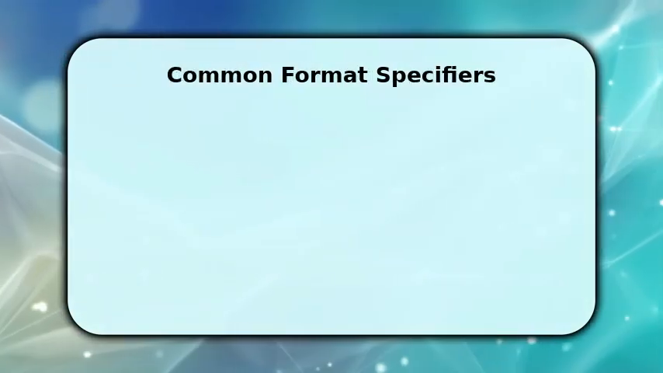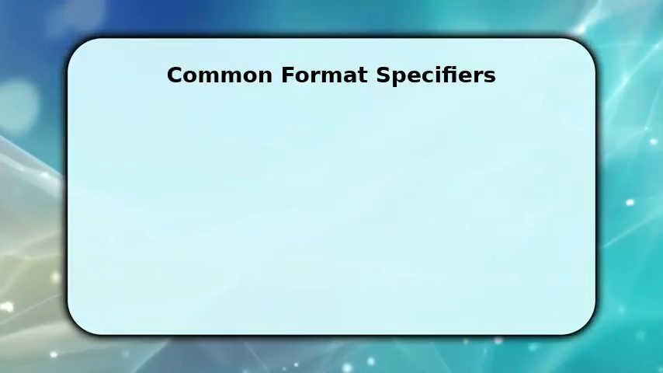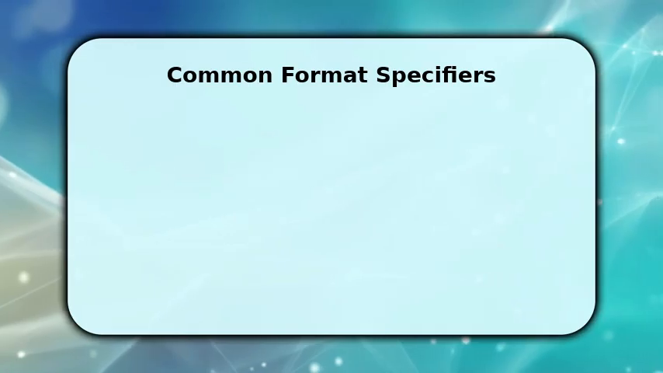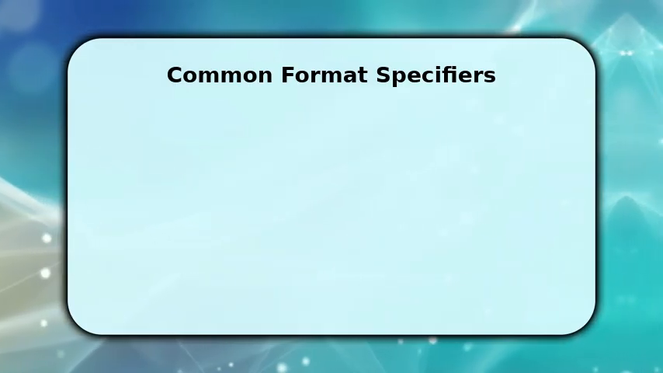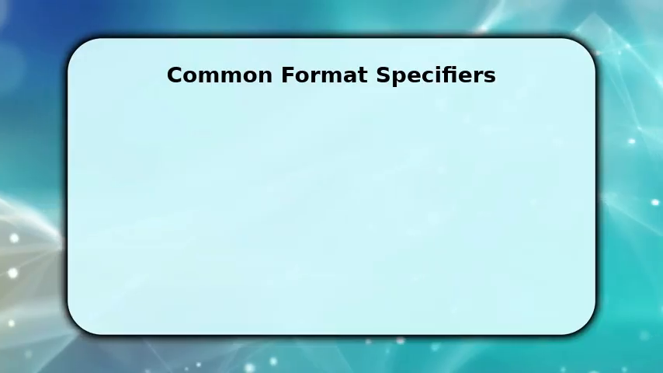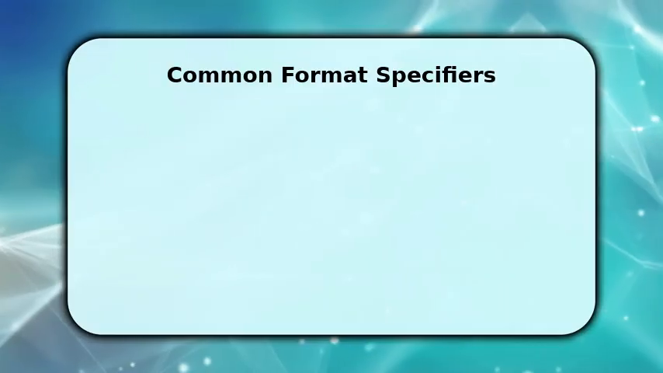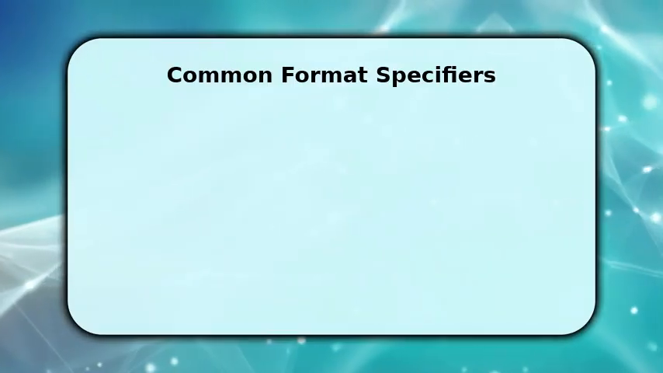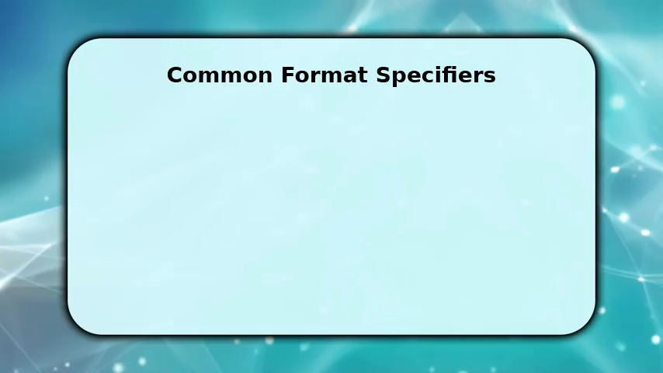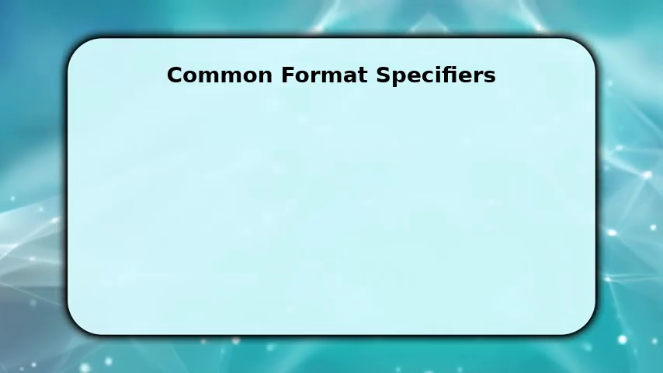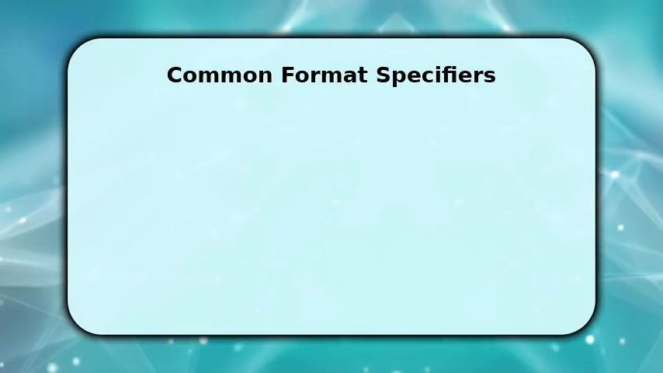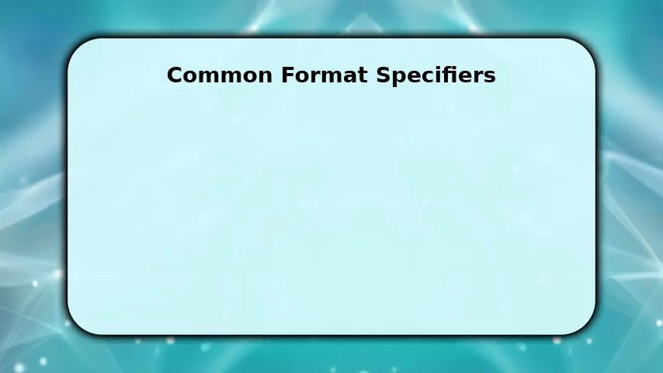Let's explore some of the most common format specifiers you will encounter. The %s specifier is perfect for strings, while %d handles all your integer needs. For numbers with decimal points like prices or measurements, %f is your go-to. And remember %n for a new line, which adapts to different operating systems, ensuring your output always looks neat and tidy.